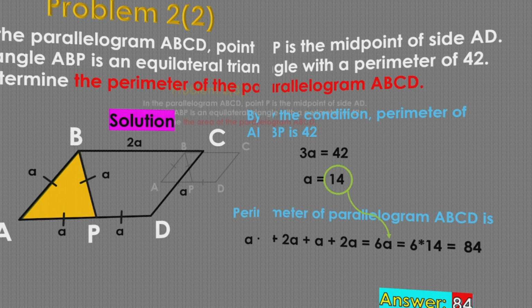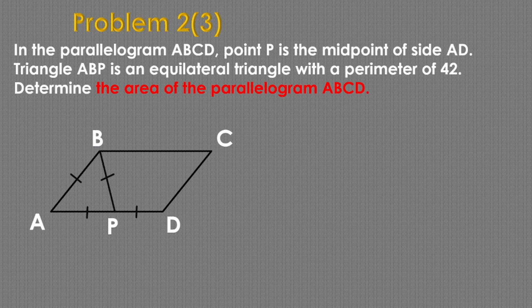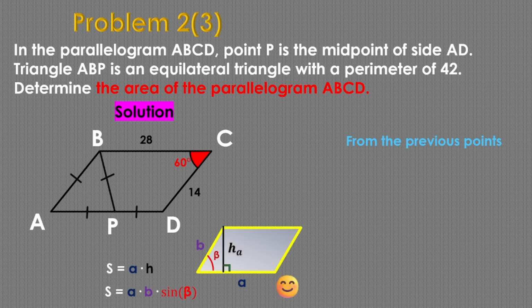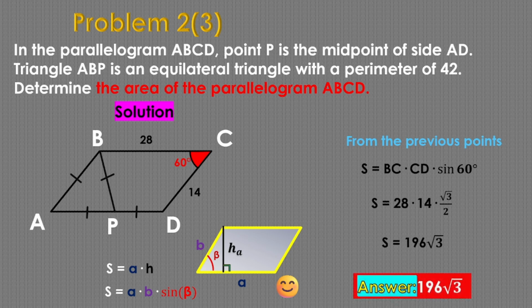Let's look at the last problem for today, the condition of which is already familiar to you now. We are asked to determine the area of the parallelogram ABCD. So from the previous points, we know that angle C is 60 degrees. If CD is 14, then BC is twice as large, 28. Now we must recall the formula for finding the area of a parallelogram. We will use the formula for finding the area from two sides and the sine of the angle between them. So we have that the area is BC times CD times sine of 60 degrees. From here, we substitute the known quantities, and we have that the area is 28 times 14 times root 3 divided by 2. And from here, we have that the area is 196 root 3. Therefore, this will be our answer.